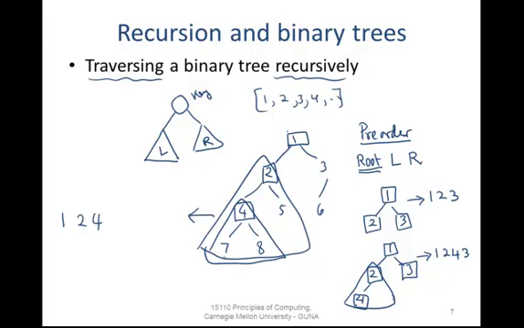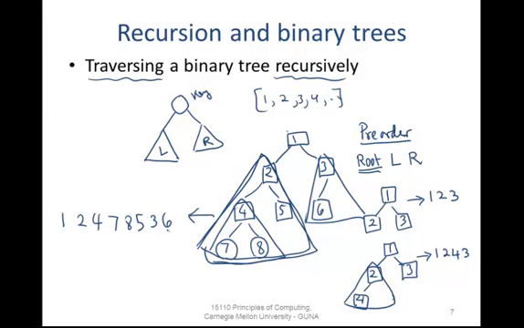Once you process the root, then you process the left child of that root and the right child. Once you're done with this entire tree, you process 5. Now what this means is that we have processed the entire left tree here. Now we go into the right tree. We again follow the same order. We process the root, then we process the left child. So here is the sequence that's generated from this traversal algorithm.